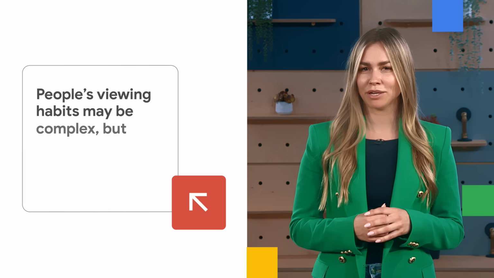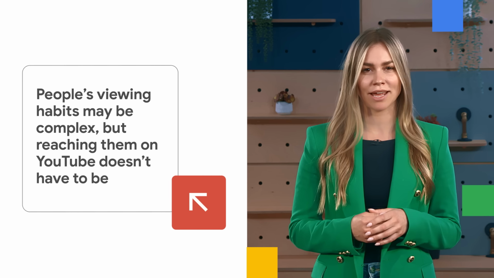To win today's viewers, marketers will need to forge new connections with them, connections that are driven by relevance and trust. Because consumer behavior is changing, now you have to reach fickle consumers in a fragmented landscape, deliver more with less, and navigate the AI revolution. People's viewing habits may be complex, but reaching them on YouTube doesn't have to be.